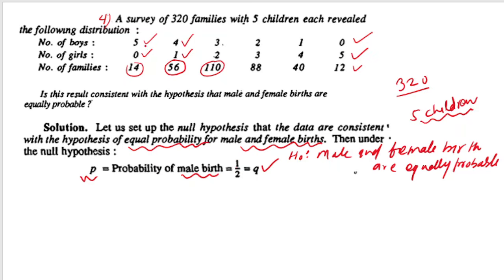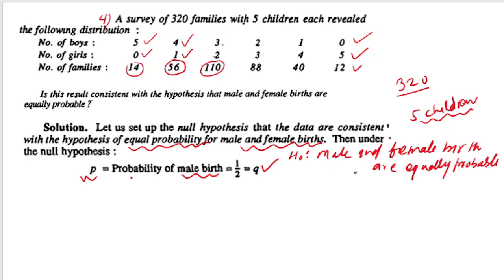Now suppose I have to calculate, if there is a family with 5 children, what is the probability that it will have 0 girls and 5 boys? So I hope you remember the binomial distribution. The binomial distribution conditions are being met here, because there are 2 events, 2 outcomes, a success or a failure.